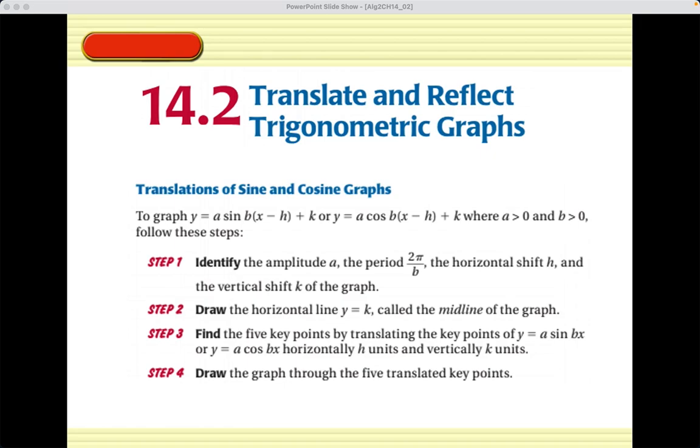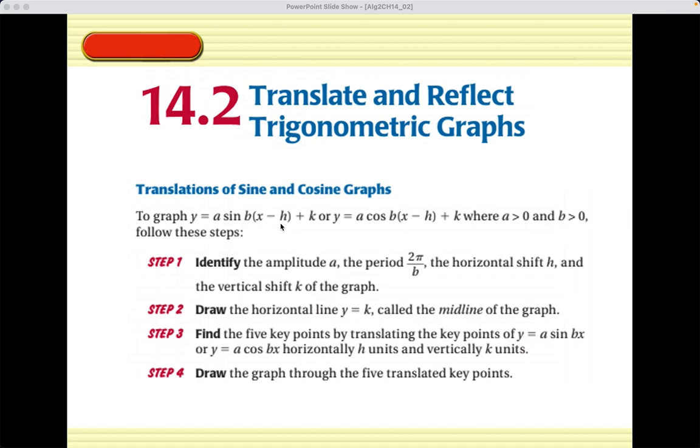We want to work on section 14.2 and translate and reflect some of these sine and cosine graphs. As we do so, there are certain steps in here. Of course, with our sine, we have the amplitude, that's the A in front. The B right here tells us about the period. For the sine and cosine, it's 2 pi divided by that B.